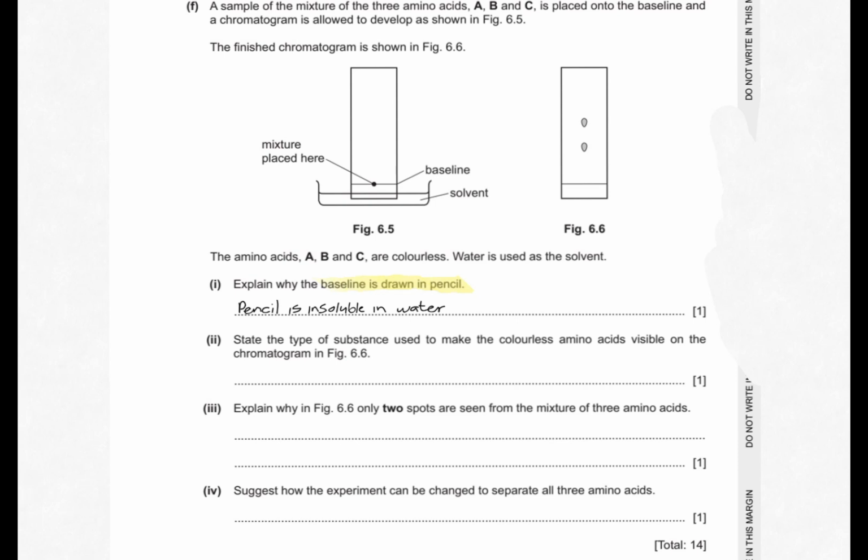They then ask to state the type of substance used to make the colorless amino acids visible on the chromatogram. Now this is called a locating agent. Then they ask to explain why in figure 6.6 only 2 spots are seen from the mixture of 3 amino acids. Now the reason for this is that 2 of the amino acids will have the same RF value, so they would have moved the same distance in the same solvent of water.